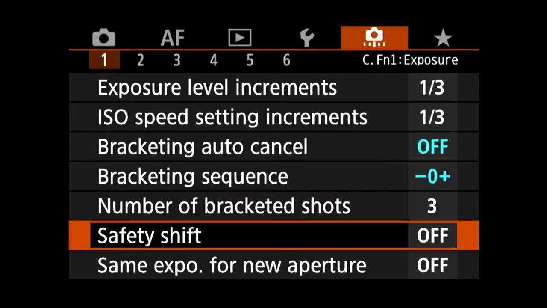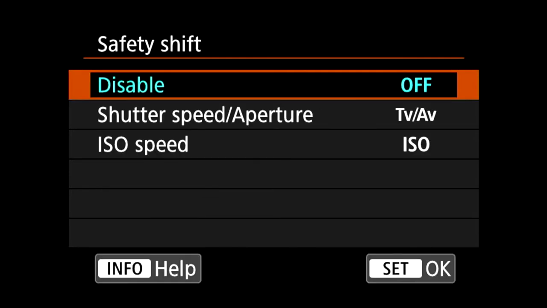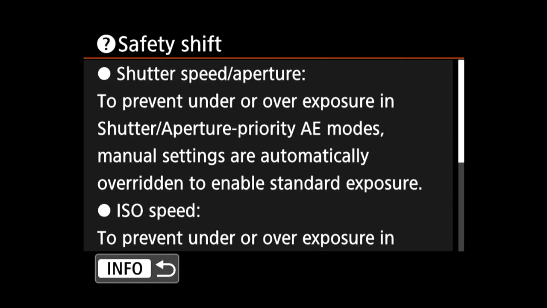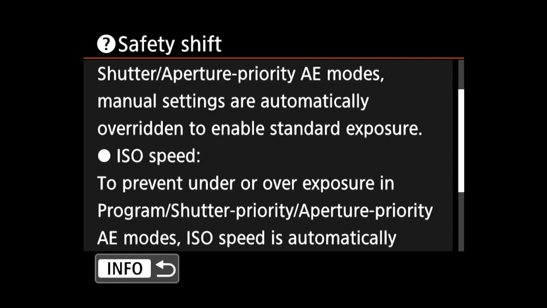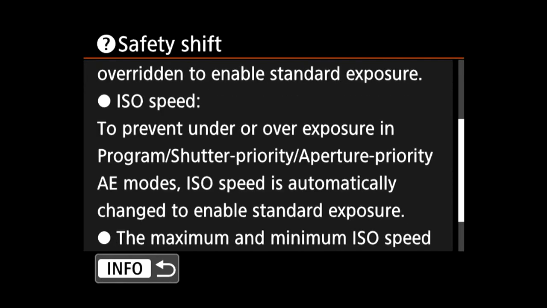The safety shift, off or on. I'm going to hit the menu button here so you can read all the details. Safety shift, shutter speed, and aperture: to prevent under or overexposure in shutter, aperture priority AE modes, manual settings are automatically overridden to enable standard exposure. If you set it for ISO speed, to prevent under or overexposure in program, shutter priority, aperture priority AE modes, ISO speed is automatically changed to enable standard exposure.